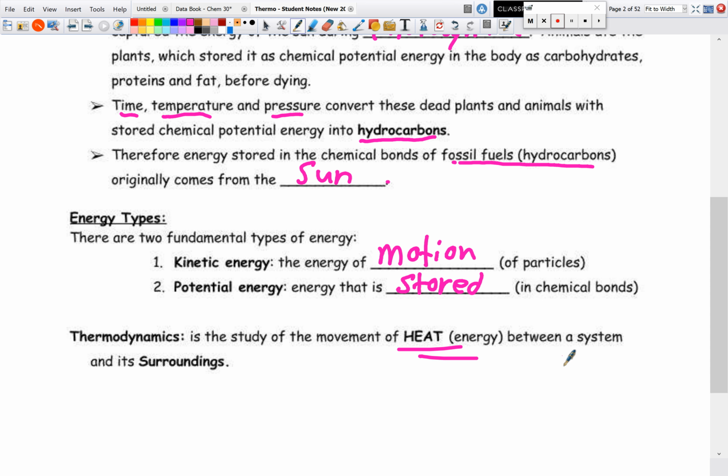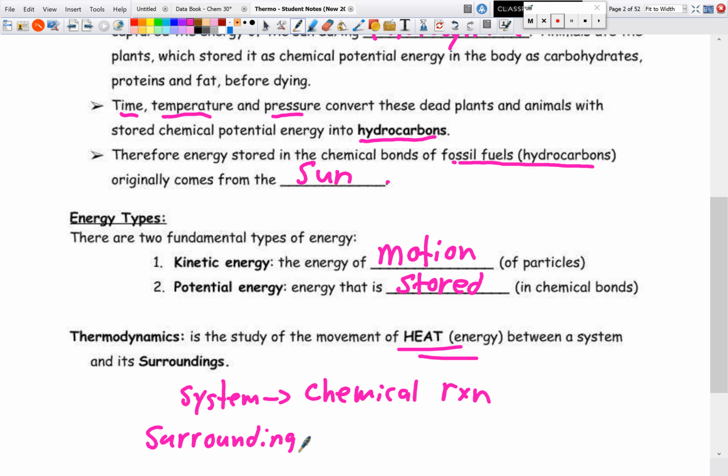And thermodynamics, of course, is the study of the movement of heat energy between a system and surroundings. Now, we're going to make this connection really quick first, but our system is always going to be a chemical reaction for chemistry, and our surroundings is the one that's going to undergo a temperature change. So later in the unit, when we start getting more into this, this will make a little more sense. But when we talk about our system and our surroundings, we're looking at what chemical reaction is occurring and how is it affecting the surroundings.